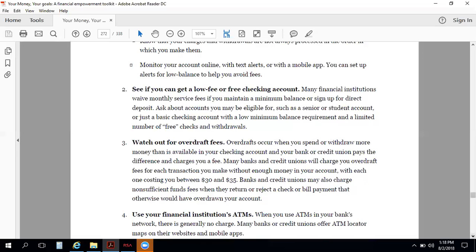Some banks could charge between $30 and $35 per overdraft. And if a client has a habit of getting into this overdraft pattern, they could be spending a couple $100 a month just on overdraft fees alone if they don't track their income and expenses appropriately.